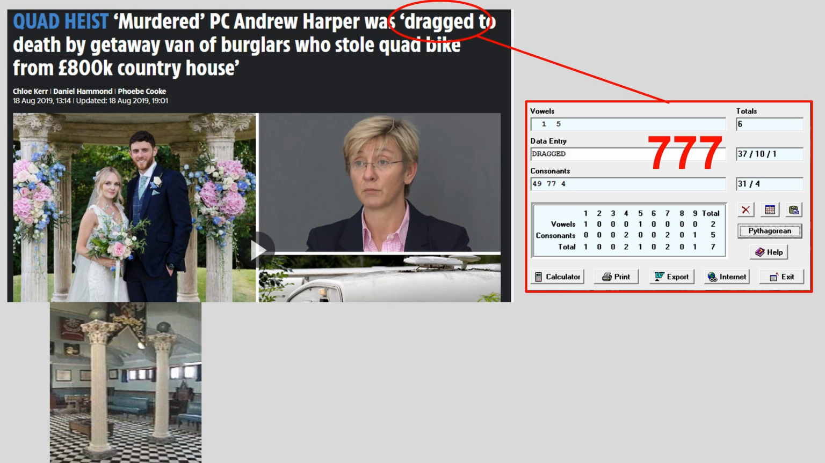The murdered PC, Andrew Harper, was dragged to death by a getaway van of burglars who stole a quad bike from a £800,000 country house. Now, "dragged," if you look at its value in Pythagorean numerology, happens to be 37, for 777, and 37 is one of the few denominators of 666, and we'll see that code as it comes up later.